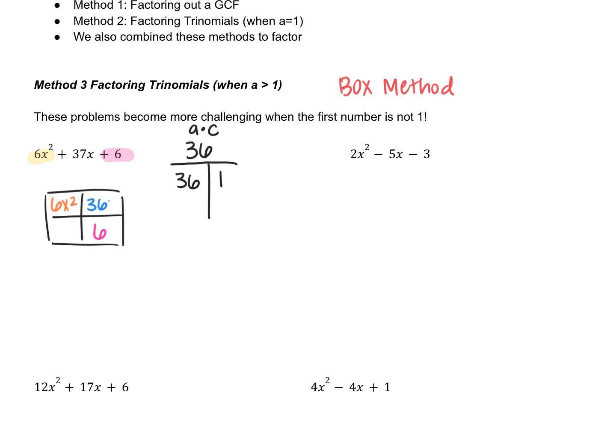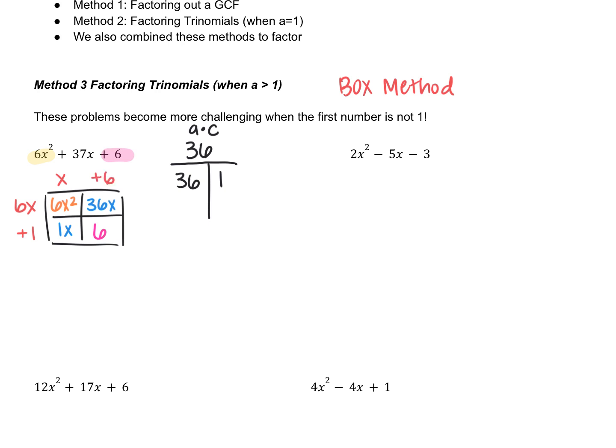So my other two boxes, one of them is going to be 36x and the other is going to be 1x. And it doesn't matter which box I put them in, one of them goes in one box and the other goes in the other. Now from each row and each column, I'm going to factor out the GCF. So 6x squared and 36x, their GCF is 6x. 1x and 6, the only thing they have in common is 1. Now I'm going to be going down. 6x squared and 1x, the GCF is x. And then 36x and 6 have a GCF of 6.